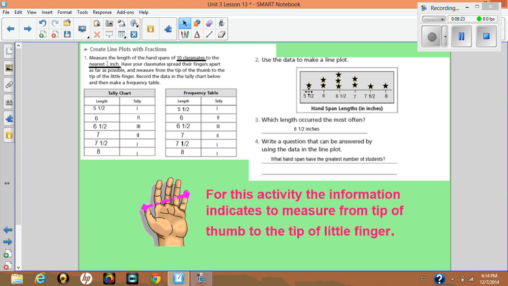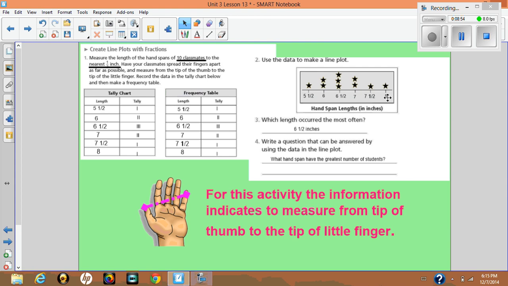So we have 5.5, we have 1. Here we have 6, we have 2. 6.5 inches, we have 3. 7, we have 2. 7.5, we have 1. And 8, we have 1. Now that is 10 students. Nothing has changed. We did not have to come up with any new information. We simply displayed it in a more easily read way. So we can answer the question quickly.